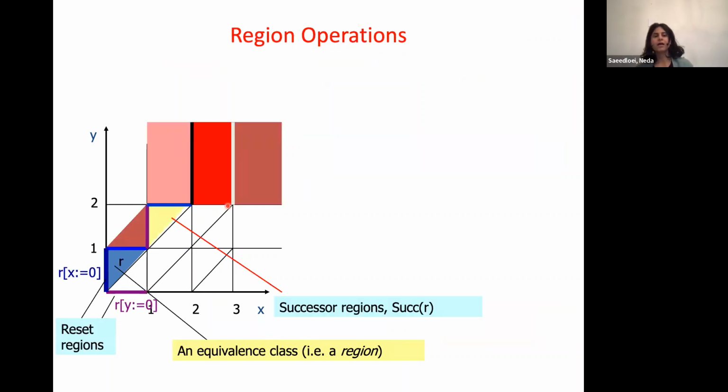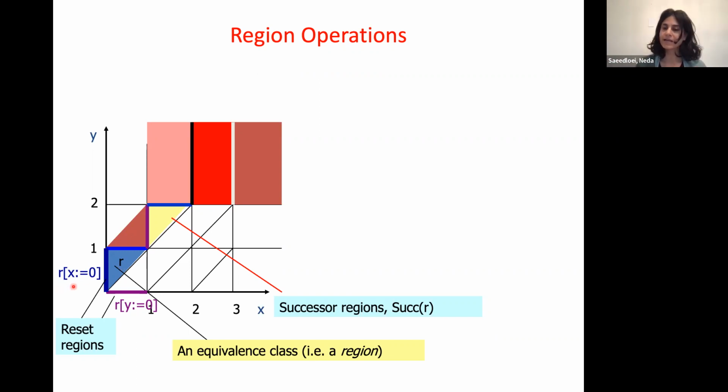Okay, so now let us see what happens. The idea is that we want to essentially transform the state transition system of a timed automaton, which has an infinite number of states, to something finite. And the idea is that we should be able to handle all the time operations, in particular, what happens when clocks are reset. So let us consider this region R, which is one equivalence class or a region.